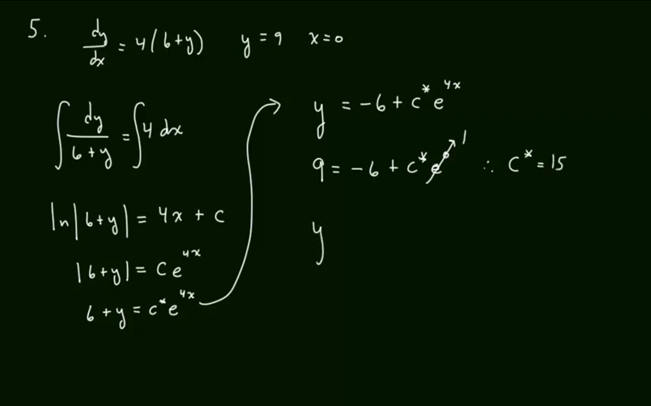And then I have the solution. y equals negative 6 plus 15 e to the 4x. The solution to my differential equation.